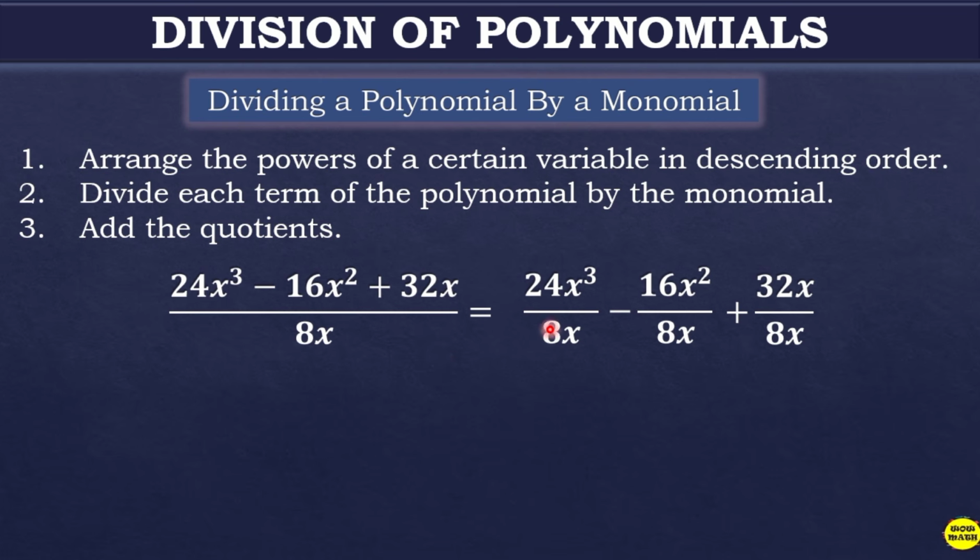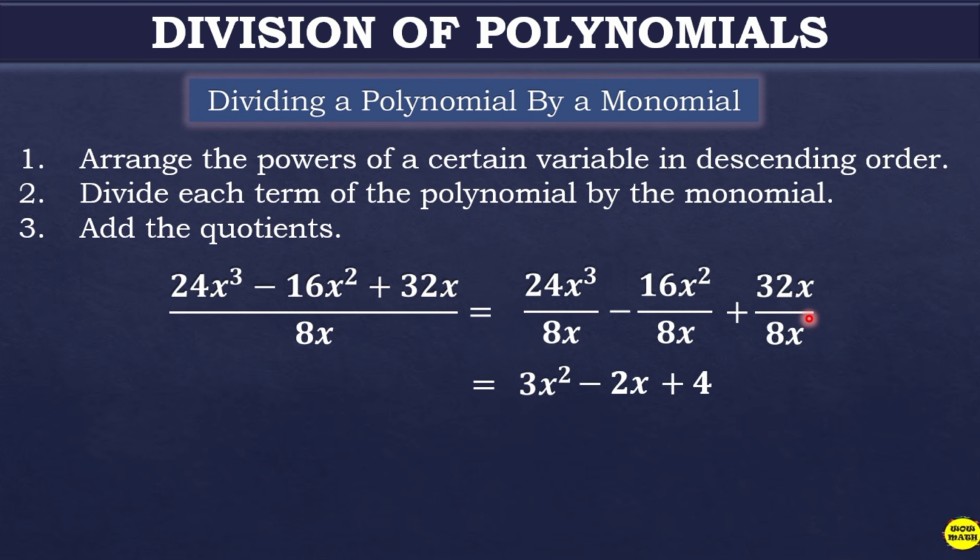Okay? So, 24 divide 8, that is 3. And then, 3 minus 1, that is 2. And then, ito ay minus. So, 16 divide 8, that is 2. And then, 2 minus 1, that is 1 na lang. And then, 32 divide 8, that is 4. Ito ay makakancel na kasi 1 minus 1, 0.